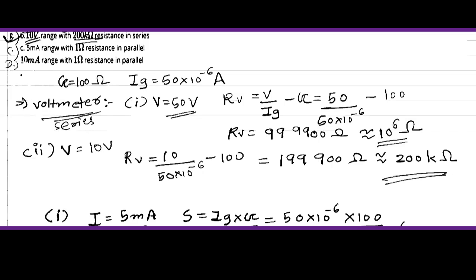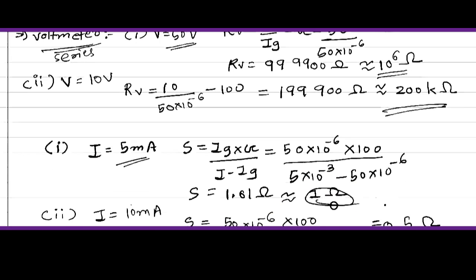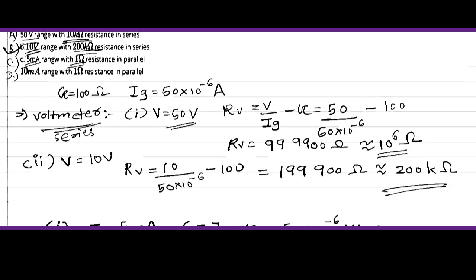But in option C, if we take I is equal to 5 milliampere, then our range of resistance will be 1 ohm, which also is correct. So, C is also correct. When we take 10 milliampere, then our range will be 1 ohm. This is wrong because our range is 0.5 ohm.